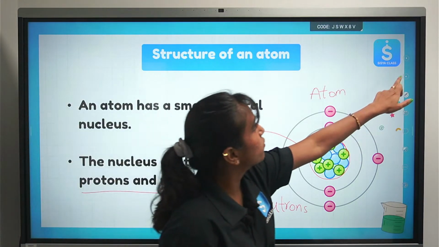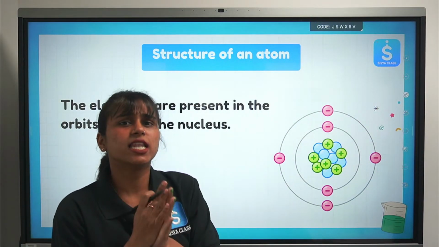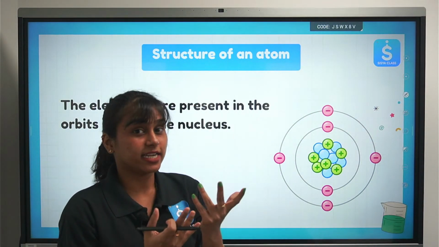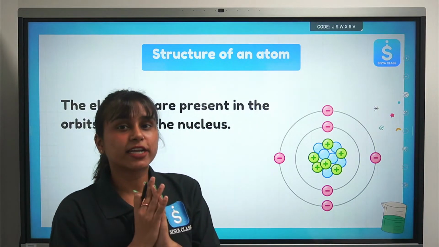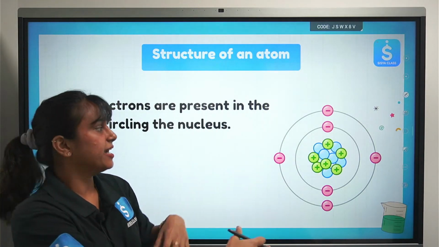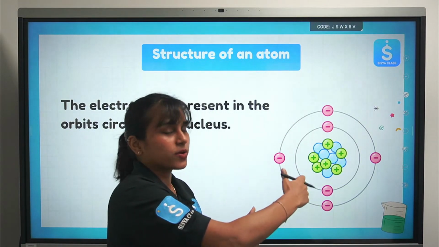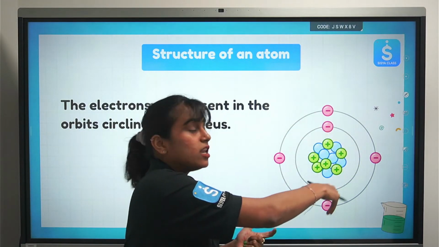Let's move on. Now, what about the third and the last subatomic particle, that is the electron? The electron is not present inside the nucleus. Instead, it is present in orbits, you can say these spherical orbits.